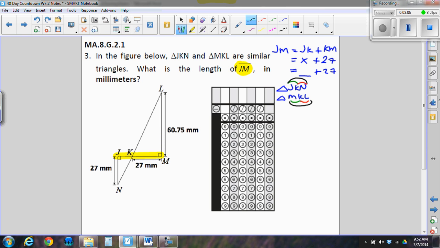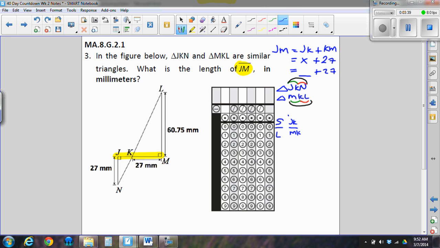So now we're going to go ahead and set up a system of proportions, meaning this. JKN is the smaller triangle, so we're going to say small over large. And now we're going to label the tops. We said that JK and MK, they're both green, they go together. So we're going to say JK over MK. And we know they should be over each other because they are on top of each other.